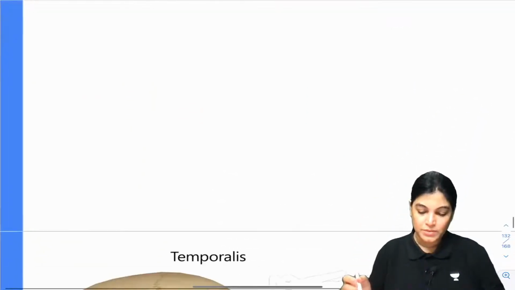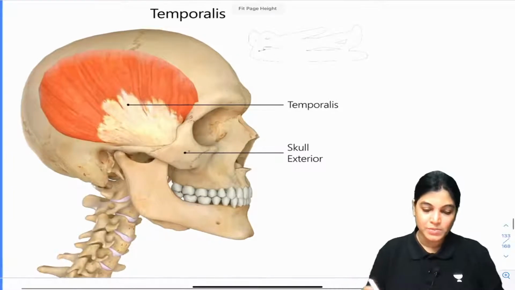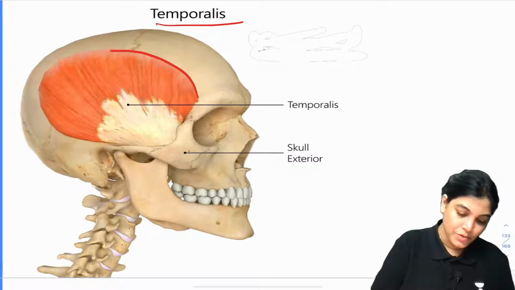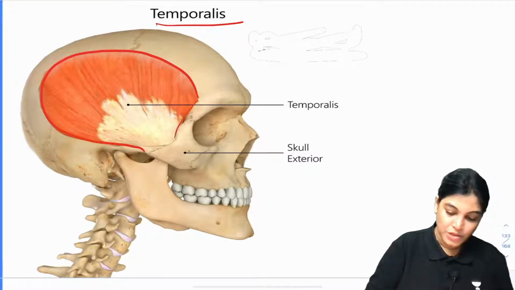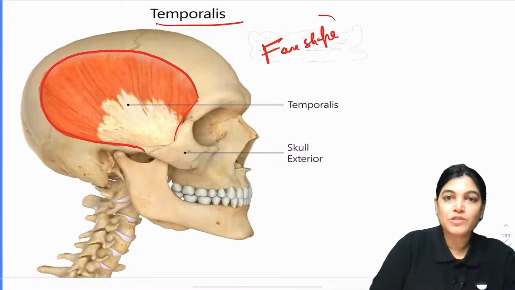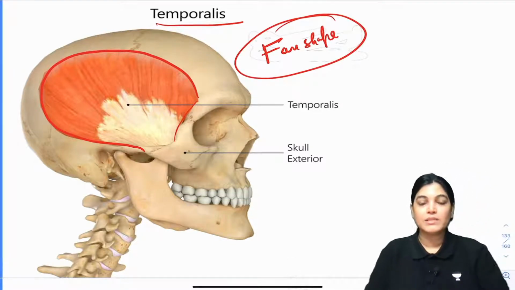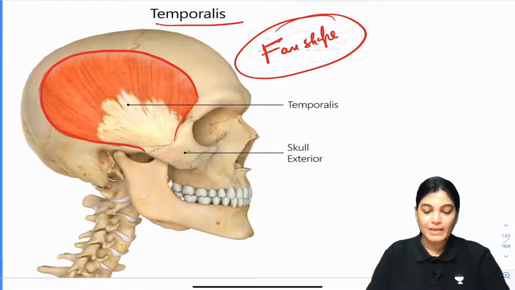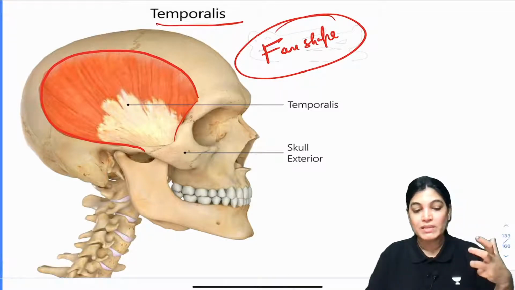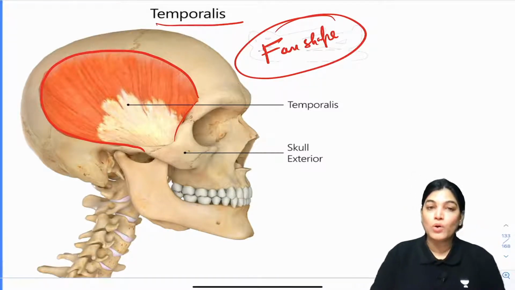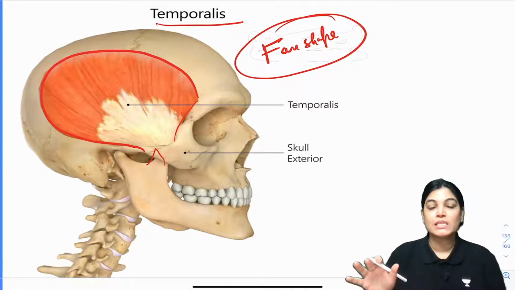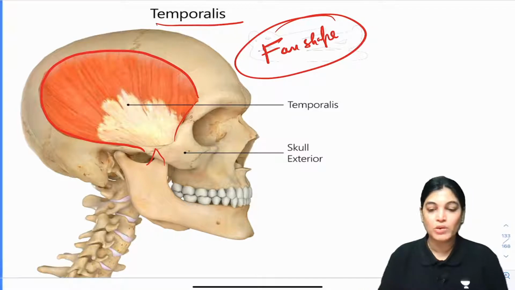Now moving to the other option. One of the options was the temporalis muscle. In this diagram you can appreciate the temporalis muscle, which arises from the temporal fossa and fascia, and it is a fan-shaped or triangular muscle. It originates from the temporal fossa and inserts into the medial border of the coronoid process of the mandible.